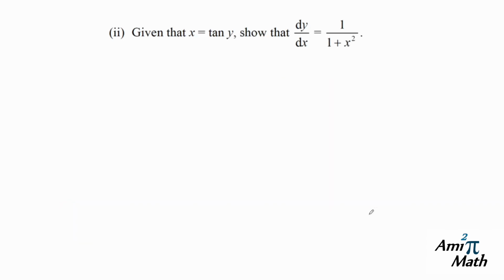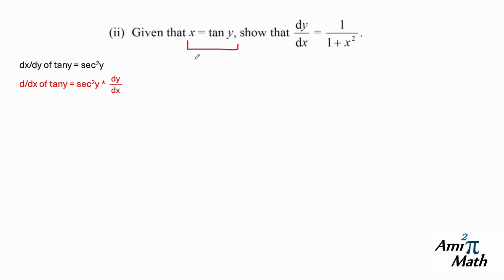Part 2. Given that x equals tan y, show that dy over dx equals 1 over 1 plus x squared. So we're going to do this separately, so we can differentiate tan y first. And as you should know, tan y differentiated gives sec squared y. But obviously, because it's in terms of x and y, you do sec squared y multiplied by dy over dx, like we did in previous questions.